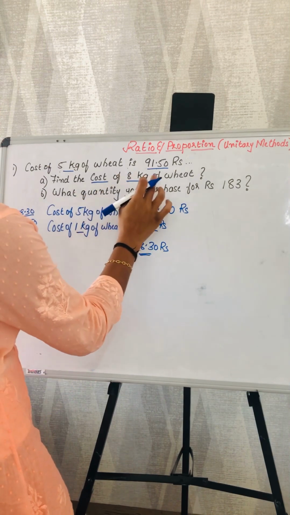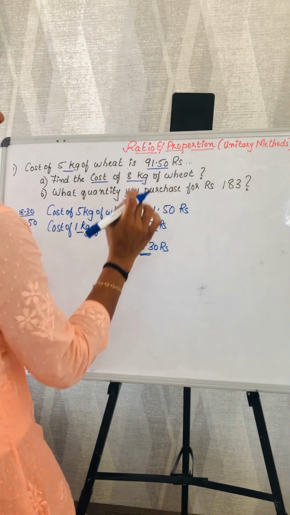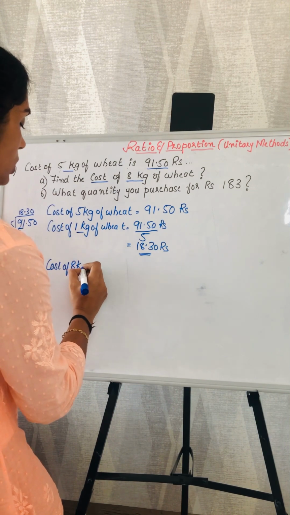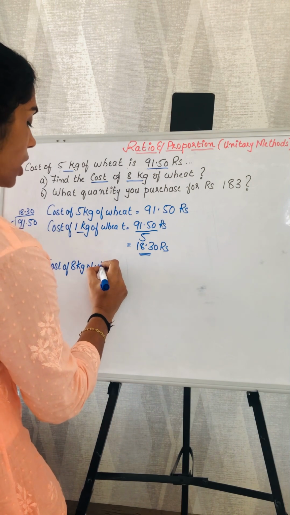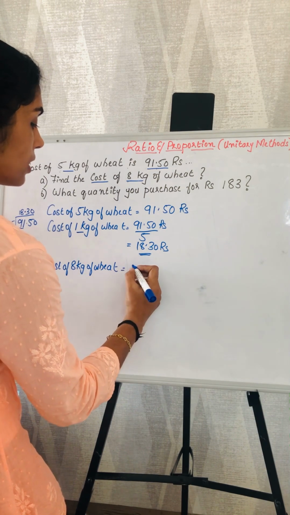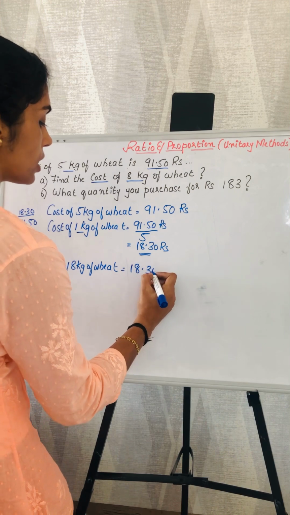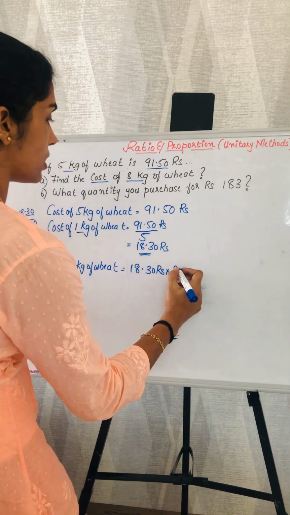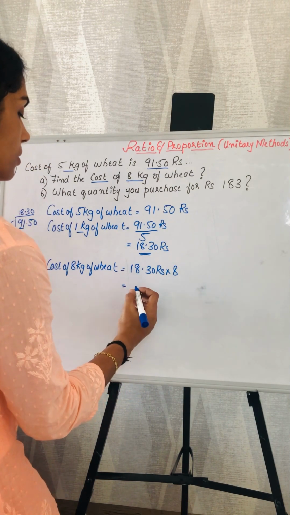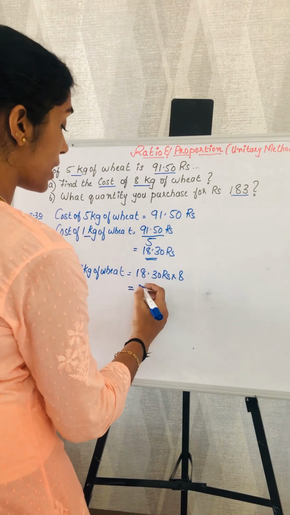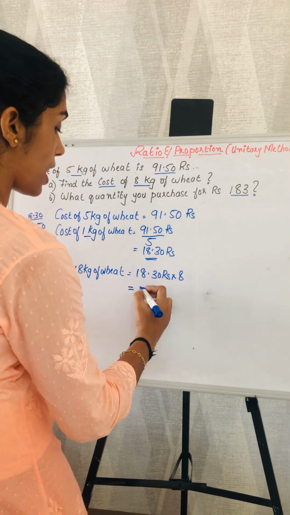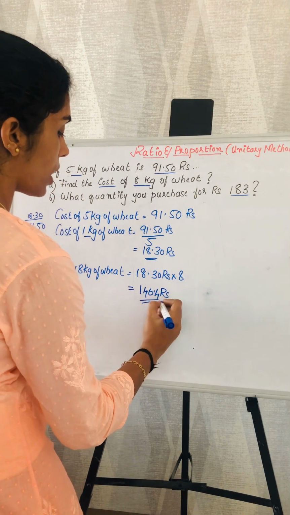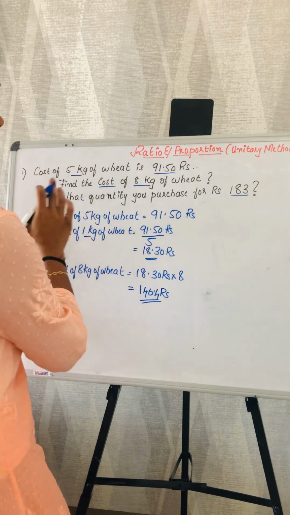Okay, now what is being asked? Find the cost of 8 kg of wheat. So cost of 8 kg of wheat. How can you find that? Simple, right? That is 18.30 rupees into what? 8. So what is that? I hope everyone knows multiplication. That is 18.30 into 8 is 146.4 what? Rupees.